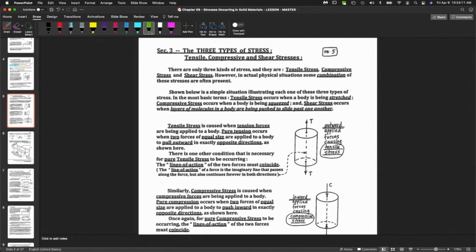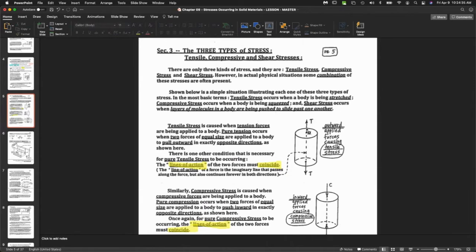So I already mentioned lines of action. Remember that I mentioned here the lines of action coincide for tension. And that's also true for compression. See, for compression also, the lines of action must coincide. The thing that's interesting is, I'll just summarize it here in my own words.